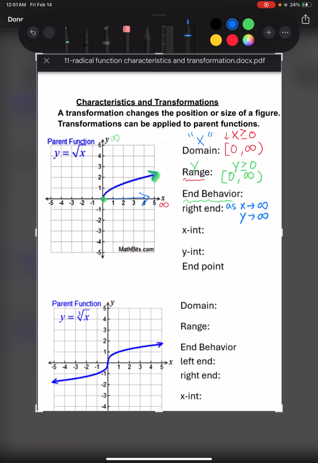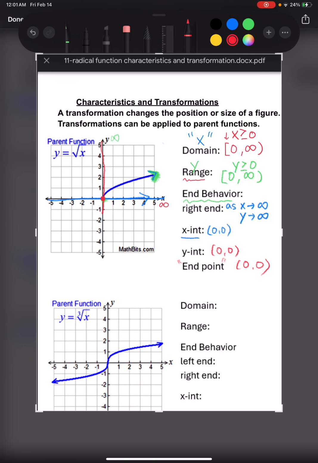And we're going to also write the x-intercept and y-intercept. The x-intercept, as you know, is where the graph and the x-axis meet, right here. So the x-intercept is (0, 0). And then the y-intercept, where the graph and y-axis cross, is right here. So again, it's (0, 0). And that point is also called the endpoint, because the graph ends right there.